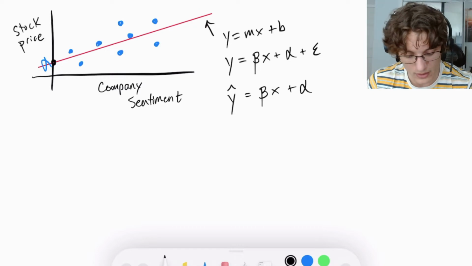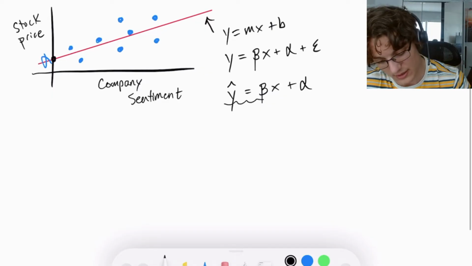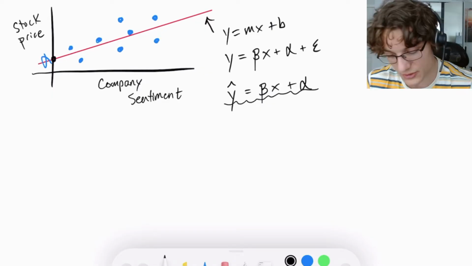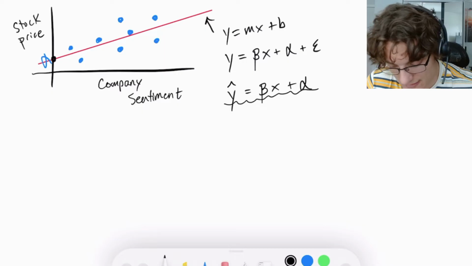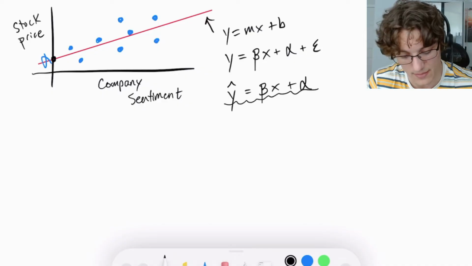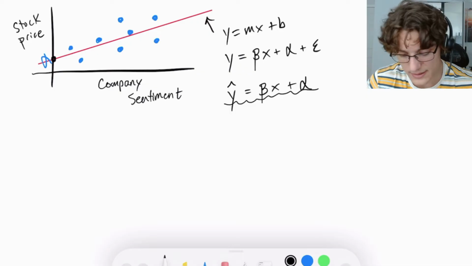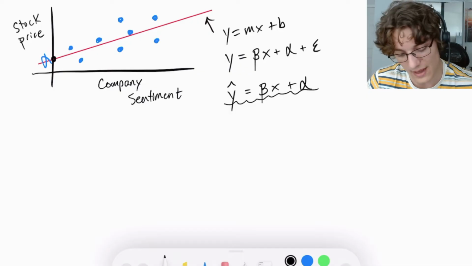When we look at y hat equals beta x plus alpha, what are we actually doing? Well, we're looking at the collection of company sentiments, and we're weighting the company sentiments by some unbiased estimator beta, plus some constant that we're going to solve for, alpha.